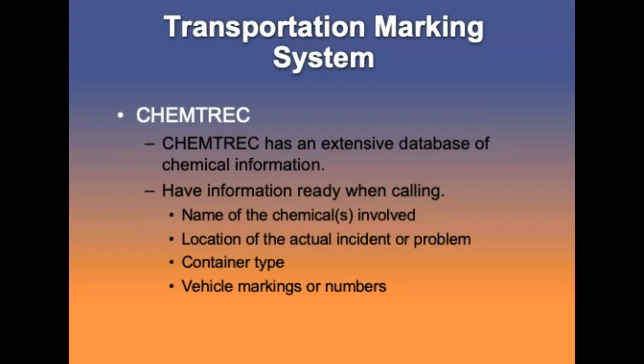Dispatchers can assist by collecting more information from organizations like CHEMTREC. CHEMTREC stands for Chemical Transportation Emergency Center. CHEMTREC has an extensive database of chemical information to assist emergency responders. When calling CHEMTREC, they want the following information. They're going to want the name of the chemical involved, the name of the caller and a callback number, the location of the actual incident, the shipper or manufacturer, container type, rail car or vehicle, the shipping carrier's name, receipt of the materials, and location or local conditions and the exact description of the situation.